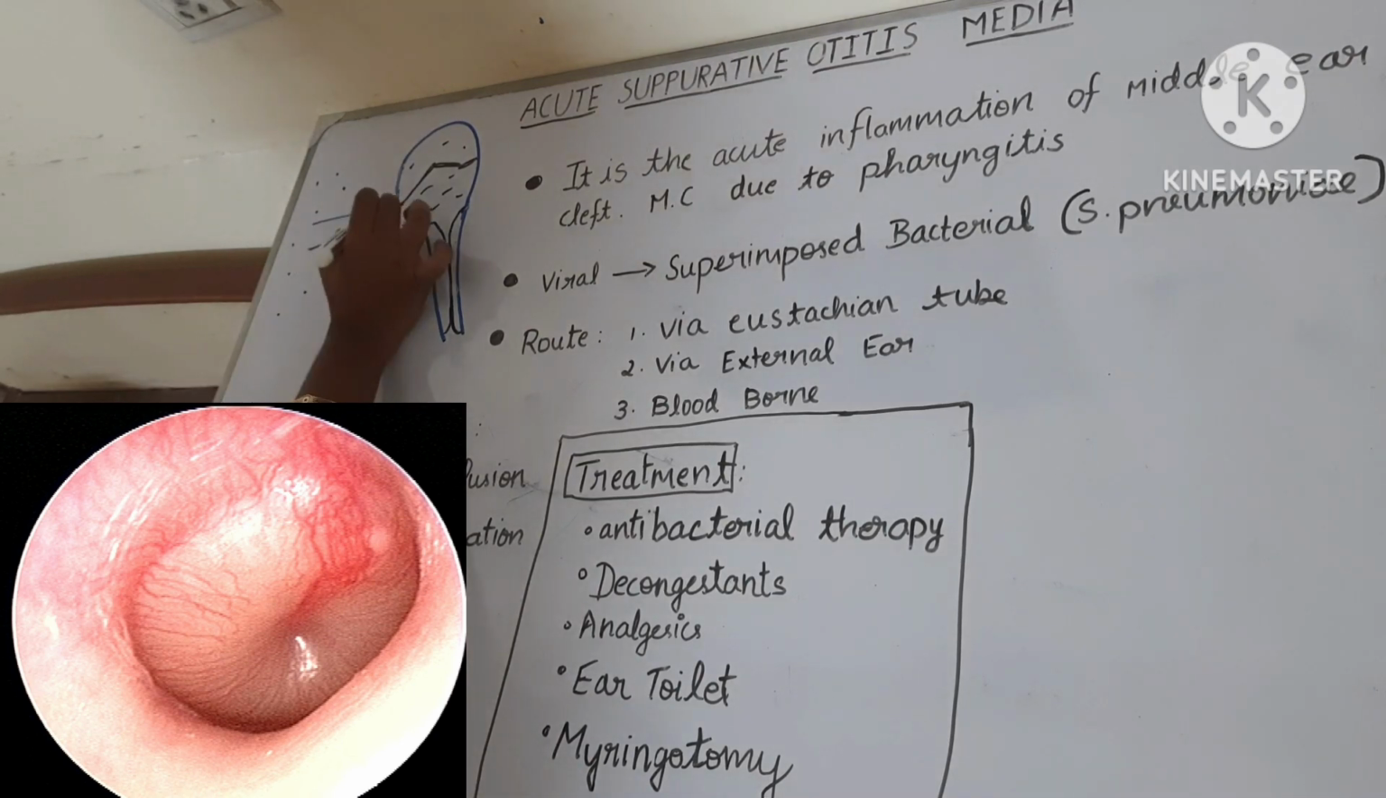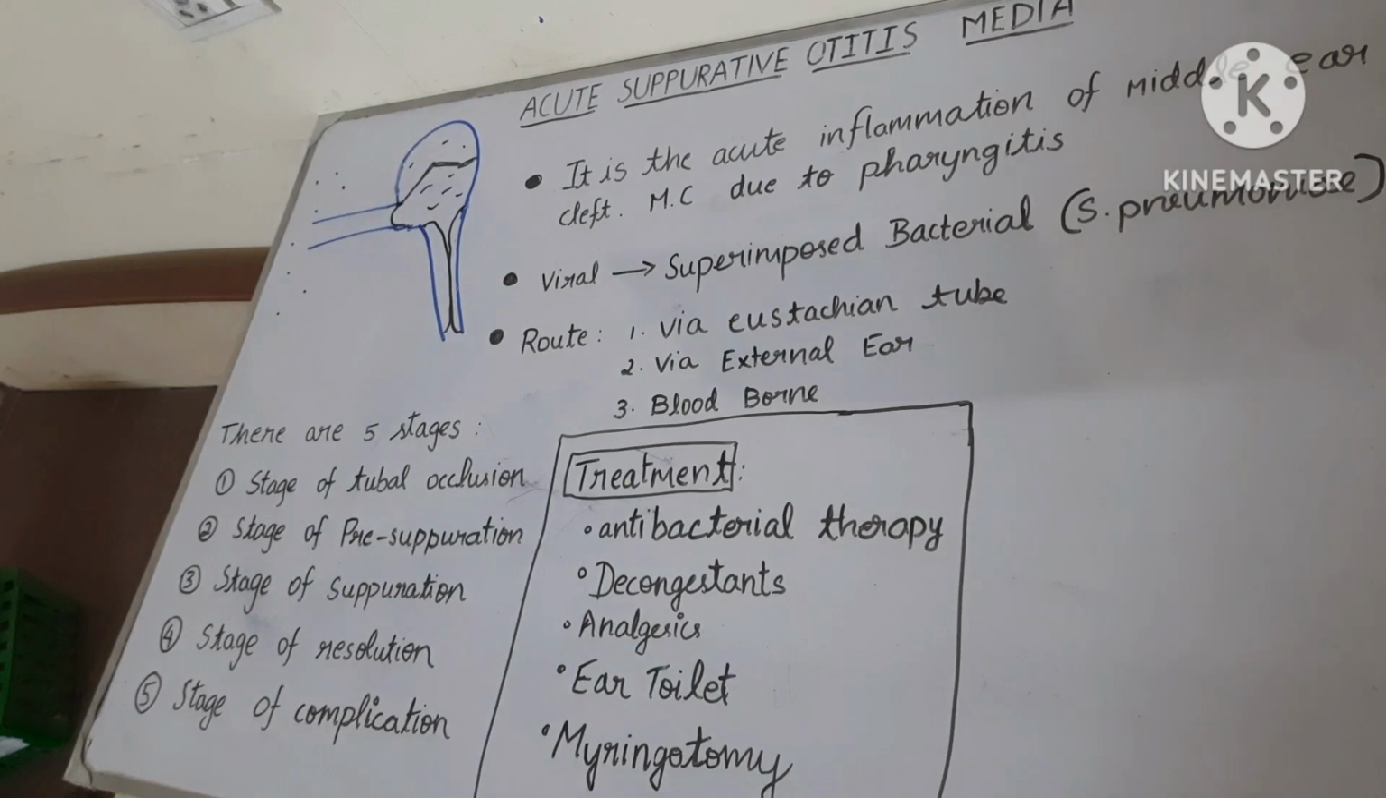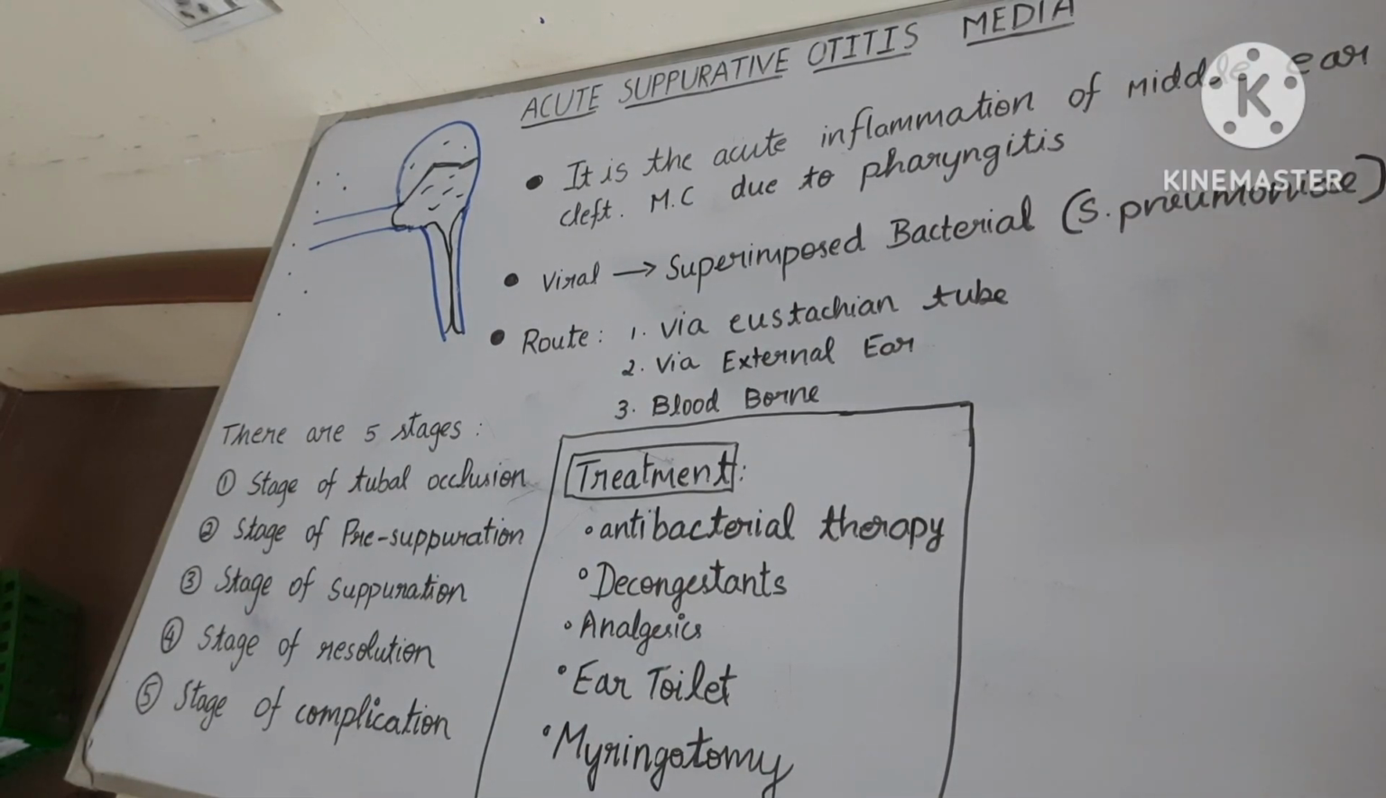The retracted tympanic membrane starts bulging out. And the patient will have very severe earache, and he or she may also have fever. Now, how will we know that the patient who comes to the hospital with fever, earache and hearing loss has ASOM?